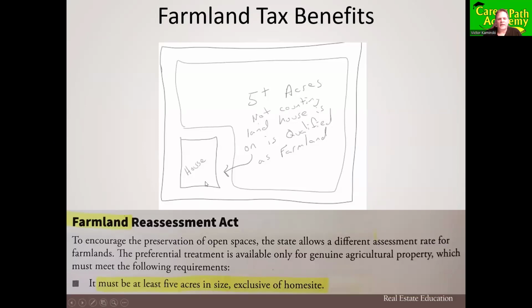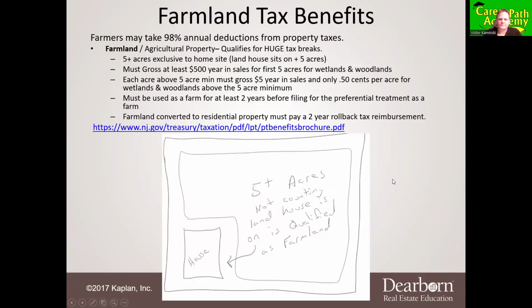So farmland, you got to have 5 acres, not counting the area that the house is sitting on. The additional land has to equal at least 5 acres. And then farmers can take 98% annual deductions on their property taxes. Wow, that's a huge deduction.